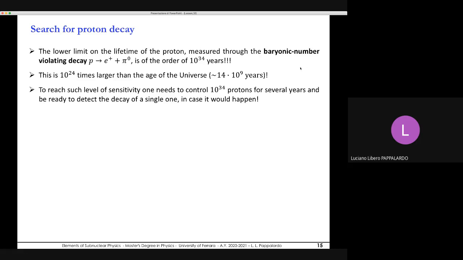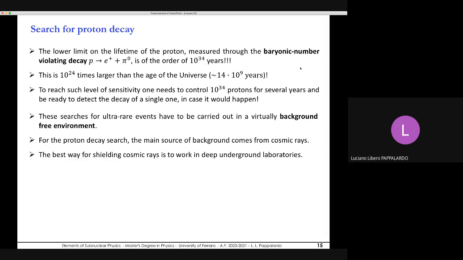Okay. So these searches for ultra rare events have to be carried out in a virtually background-free environment, of course. And for the proton decay search, the main source of background comes from cosmic rays. So the best way to search for proton decay events is to shield cosmic rays, and so to work in deep underground laboratories.